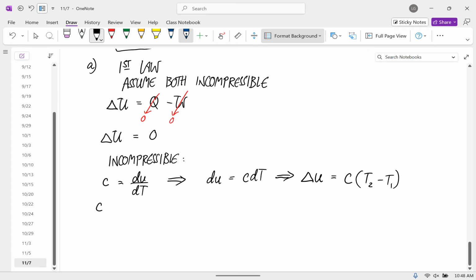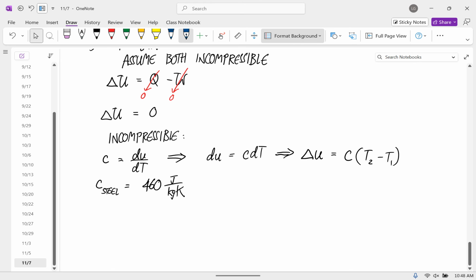For solid steel, you can look up this specific heat and you get about 460 in SI units. This is joules per kilogram Kelvin. And for liquid water, this is about 4186 joules per kilogram Kelvin.